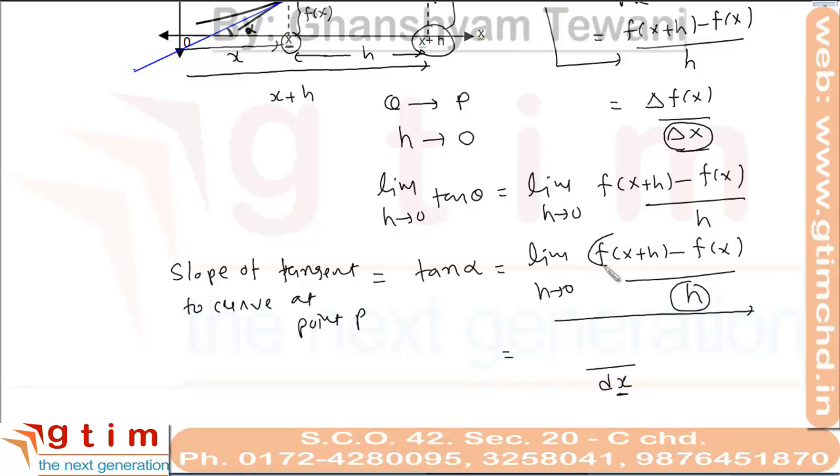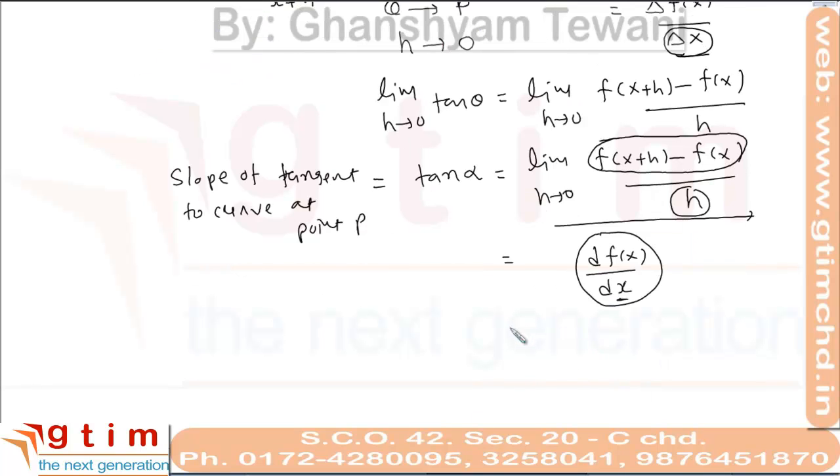And here this change will also be very small or infinitely small, and that change we write as df(x). The meaning of df(x) is the very small change in the value of f(x), and this ratio represents the change in the value of f(x) with respect to the change in the value of x. This ratio is called the derivative of y equal to f(x) with respect to x.